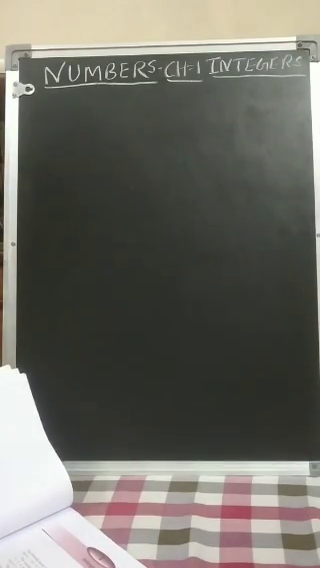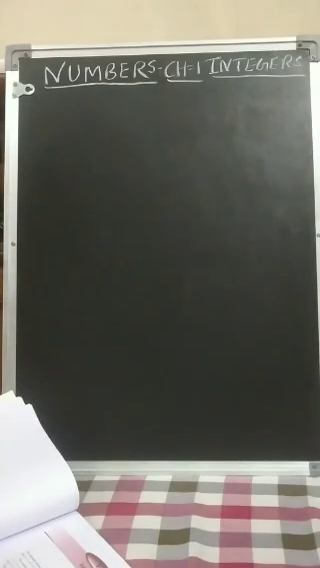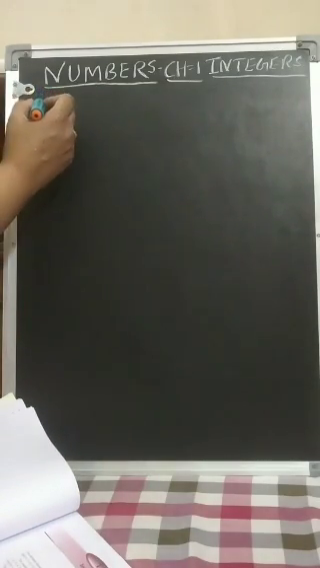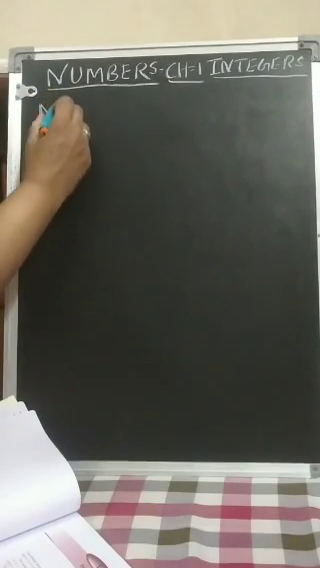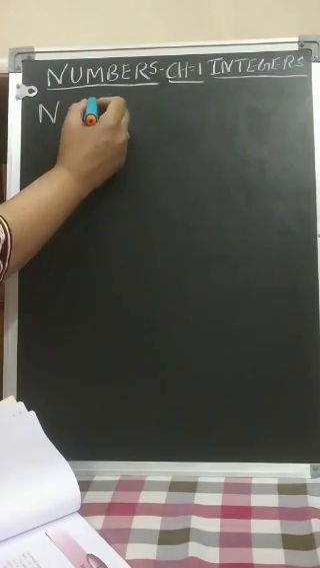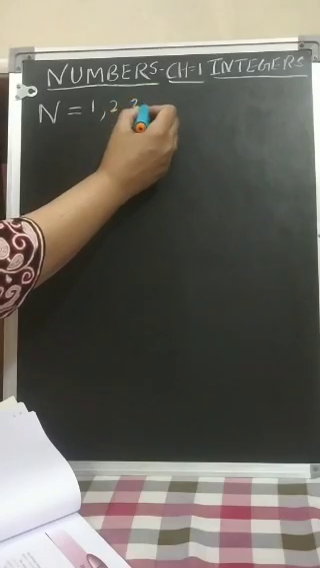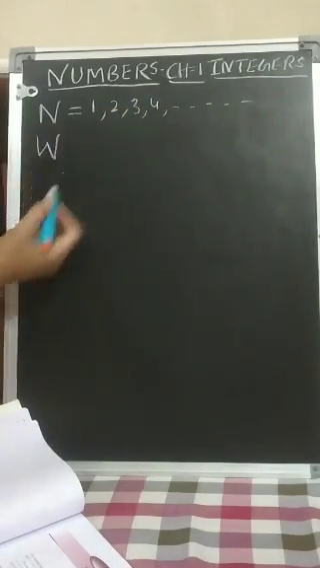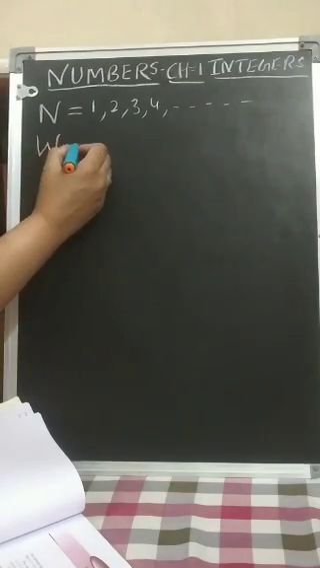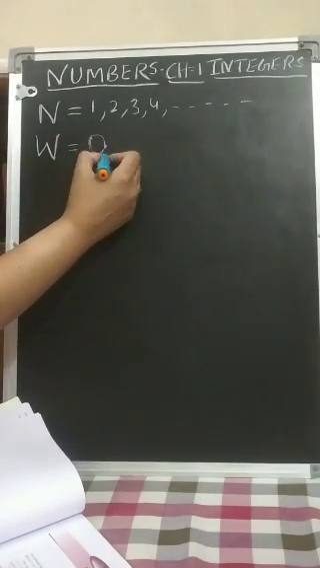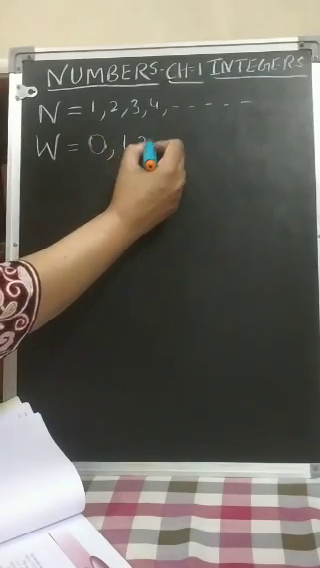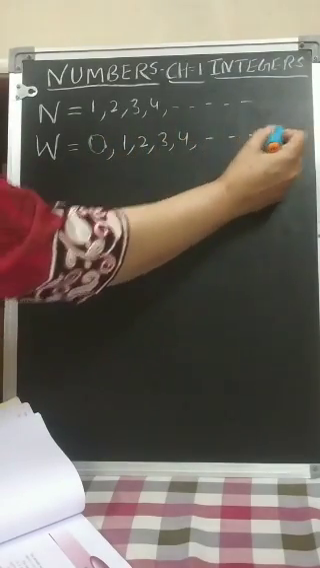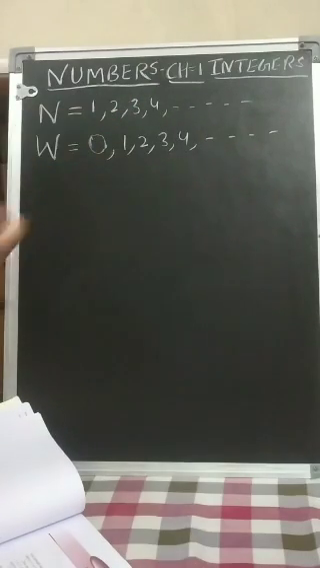So first of all, wish you a very happy learning, and today we are going to start Numbers chapter 1, Integers. Before starting integers, I want to tell you one more time about natural numbers. Natural numbers are denoted by capital N, and include 1, 2, 3, 4 and so on. Whole numbers are denoted by capital W, and in this 0 is also included: 0, 1, 2, 3, 4 and so on. Now our topic is integers.